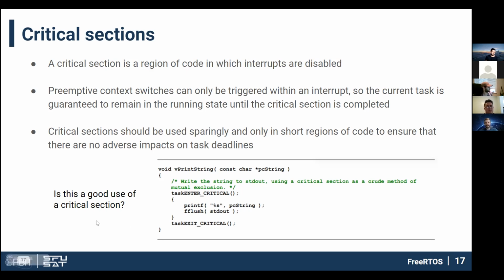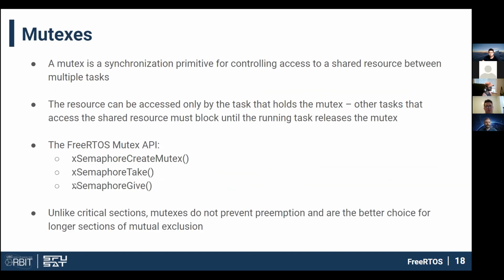So this example here, do you guys think this is a good use of a critical section or a bad use? What do you guys think? Hands up if you think it's a good use of critical section. Okay, no hands. Depends what you're printing. Yeah, that's true. Depends what printf does. Yeah. But yeah, this is probably a bad use of a critical section, right? Because it's only 2 lines of code, but printf is probably doing a lot of things under the hood, and you really don't want to suppress your interrupts for that whole time.